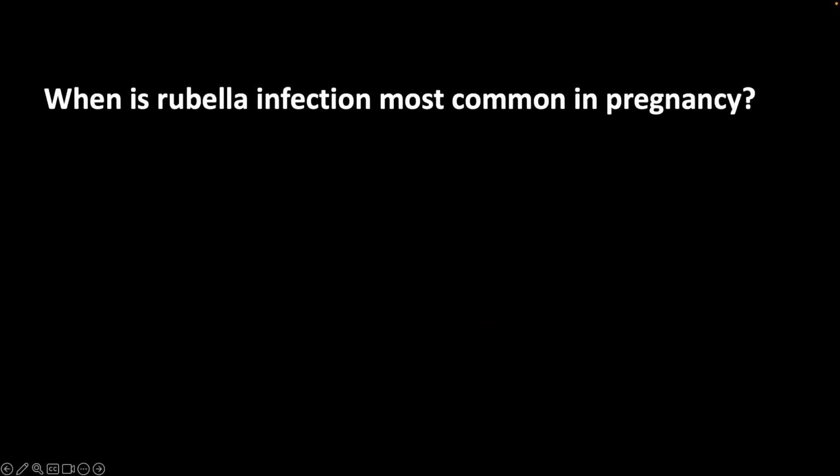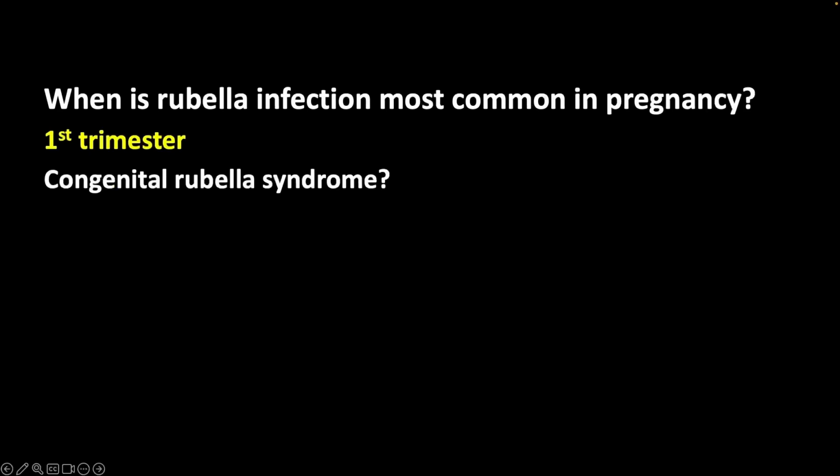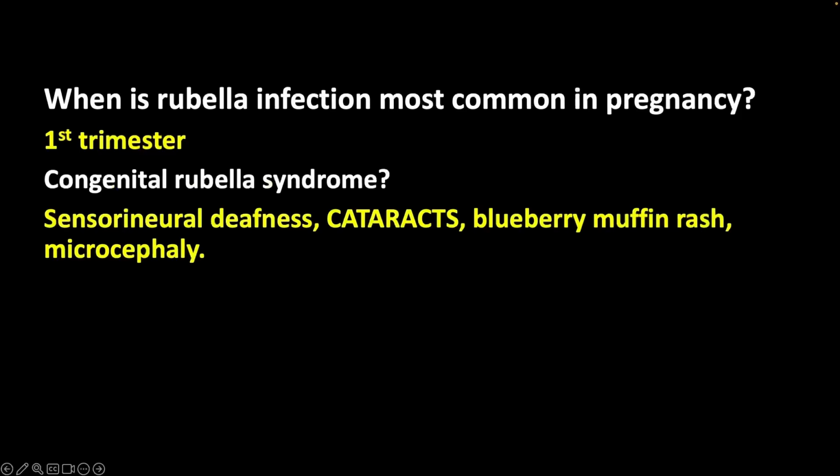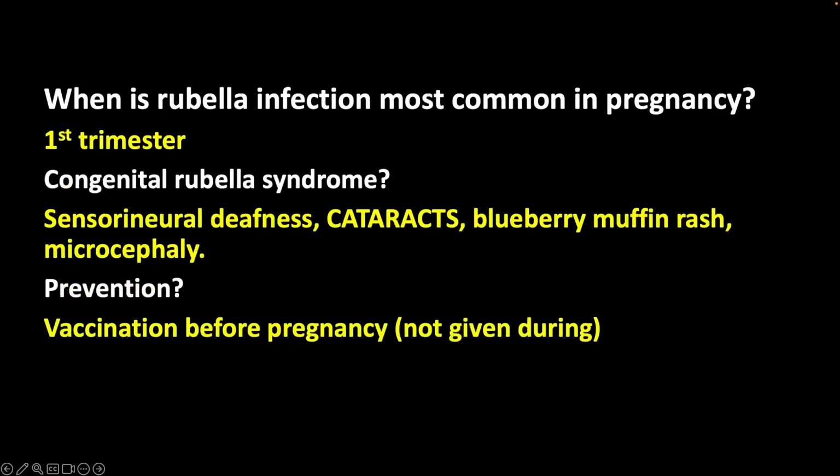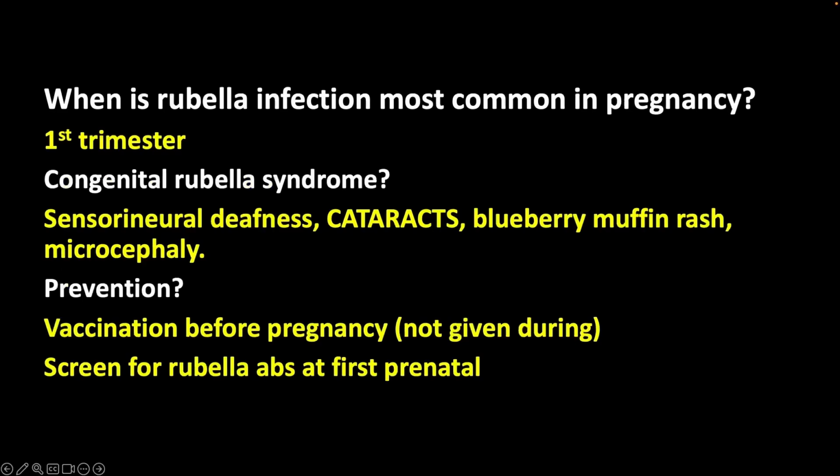So when is rubella infection the most common in pregnancy? First trimester. And how does congenital rubella syndrome present? We already kind of talked about this. Sensorineural deafness, cataracts is the biggest thing. You can also get a rash and microcephaly. And how do you prevent this? Vaccination before pregnancy, but not given during. And you also want to screen for rubella in the mom.